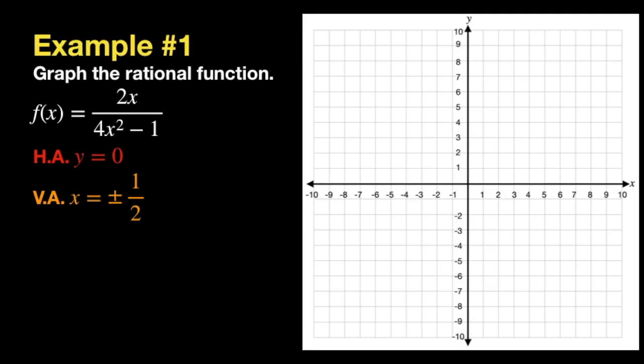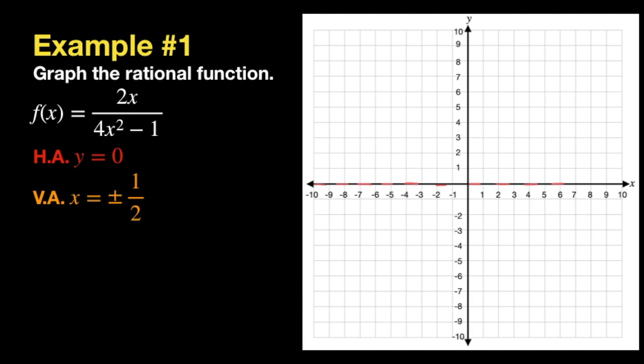For this example, you have to graph the rational equation, and I have already provided the asymptotes. So the first one is going to be the horizontal asymptote, and that's y equals 0. So at y equals 0, I'm going to draw a dotted line. So we know that our graph cannot go through that section.